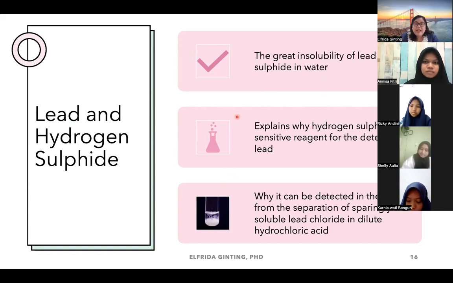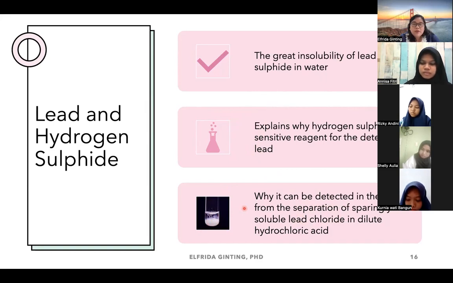So if you have lead sulfate, it will be a precipitate. And then when you have lead sulfate, you react it with a chloride, it will form a white lead chloride. So we have here the color of lead chloride.